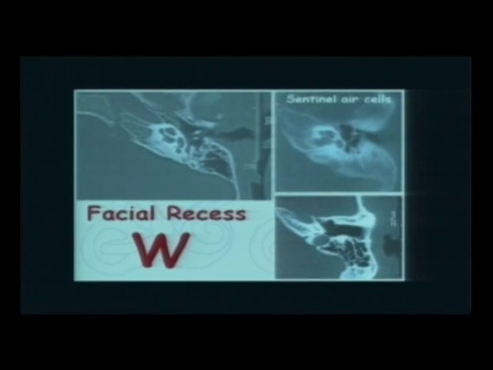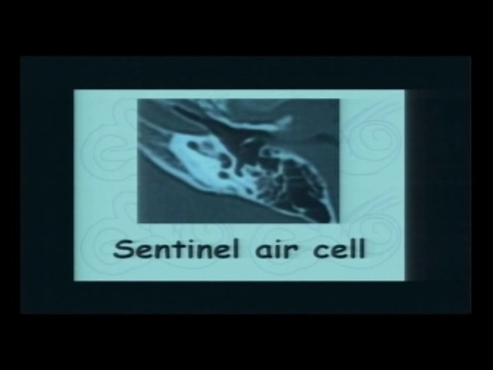The facial recess, we've seen this before. This is actually where we have the chorda tympani nerve, and this is the facial nerve and the stapedius, the facial nerve right here, and the stapedius here. This is the dermis, and this is the space where we enter for the facial recess. Sometimes you can find a group of air cells guiding you, called sentinel air cells, like these right here. This is a large sentinel air cell that you can see here. It is present between the chorda tympani and the facial nerve and the stapedius muscle.